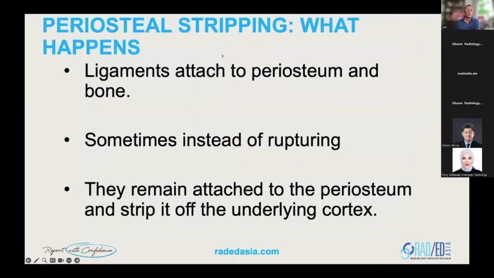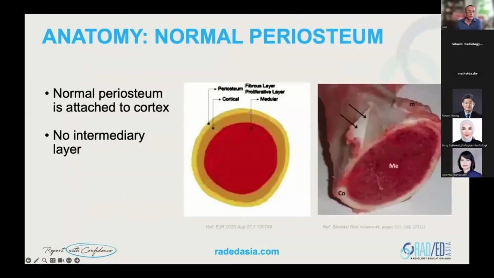So the thing that happens with ligament attachments and also tendon attachments is that they attach to periosteum and bone. So sometimes instead of rupturing, what happens is that the periosteum itself gets lifted off the cortex. So that's called periosteal stripping. The way to understand that is if you look at this image here, the dark yellow here is cortex. The lighter yellow is the periosteum. And there's no plane in between them.